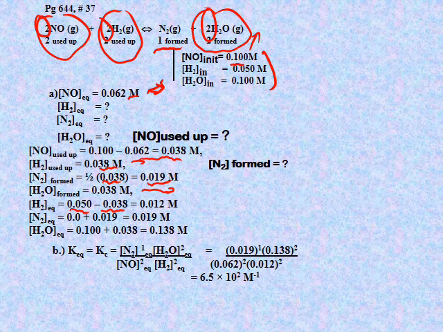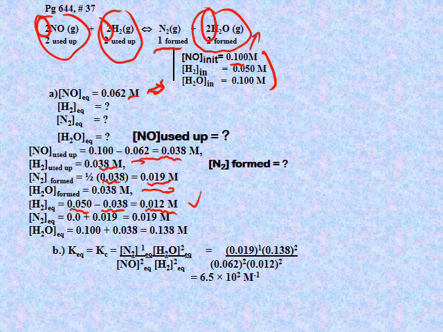So keep in mind, 0.038 was used up by the time it reached equilibrium. So the equilibrium concentration would be given by subtraction of these numbers: initial value minus the final value, initial value minus how much was used up. So that's the final value or equilibrium value.